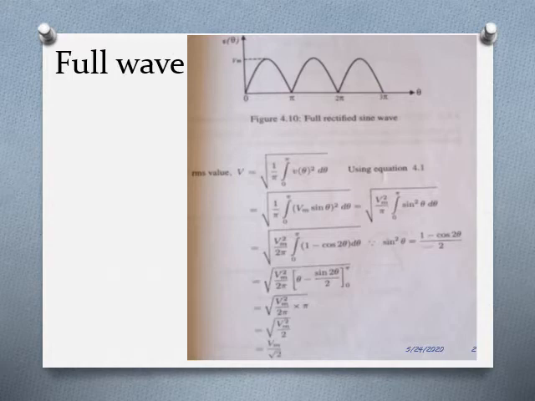Since Vm square is constant, bring it outside the integral and do the integration of sin square theta. In order to do the integration of sin square theta, first transform it to 1 minus cos 2 theta divided by 2. The method of integration is just the same as a sine wave, and you get the final answer as Vm by root 2.